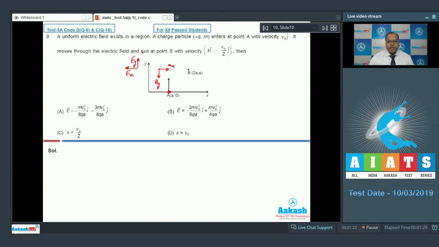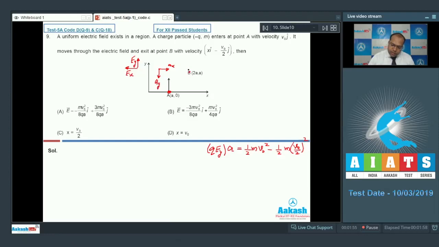Now, if I write the work done by electric field is equal to loss in its kinetic energy in the y direction, then it is equal to q into Ey into magnitude of displacement, which is a, that is equal to loss in its kinetic energy in y direction, which can be written as half m v naught square minus half m into v naught by 2 whole square.